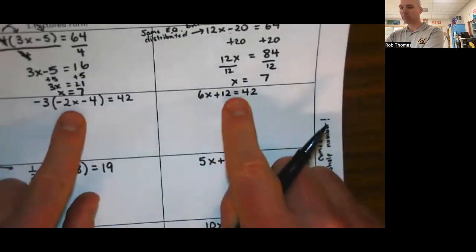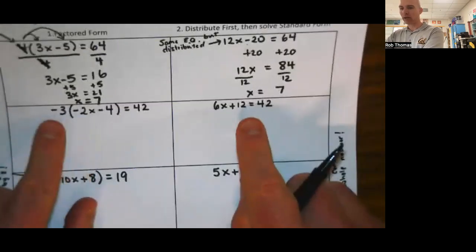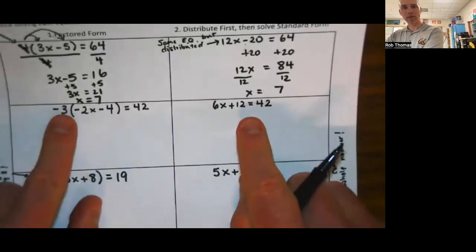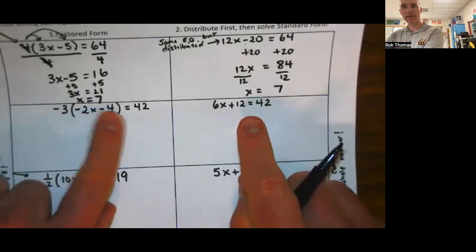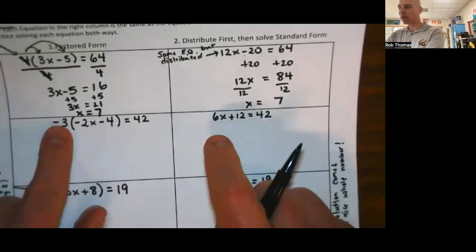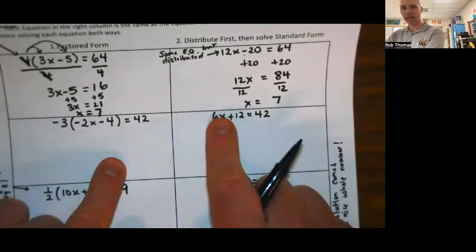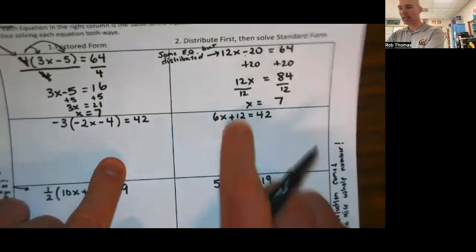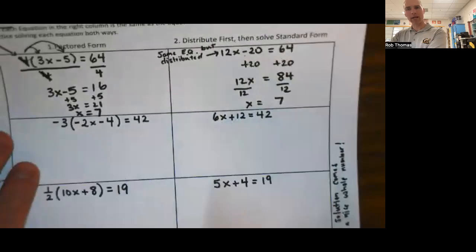You're just practicing the 2 different ways to solve it. Here, you could divide by -3 first, and then solve the bit that's inside the parentheses. Or if you distribute the -3, you would get 6x plus 12, and then you could solve from here. I want you to practice both ways so you can get used to both ways.